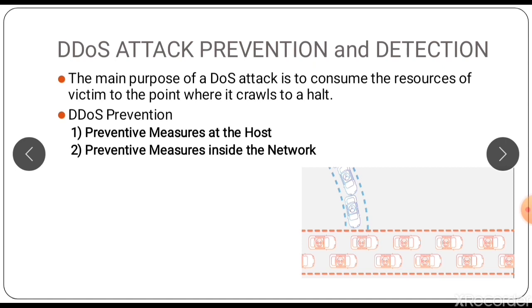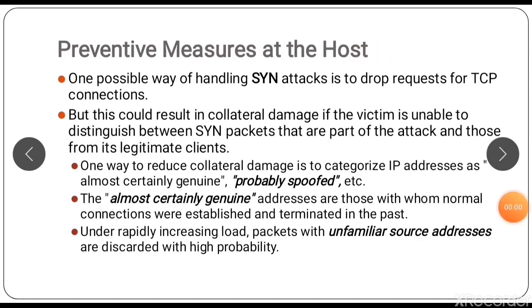So in order to prevent a distributed DoS attack, there are two measures. That is, one preventive measure at the host, and the next one is a preventive measure inside the network. One possible way of handling a SYN attack is to drop requests for TCP connection. But it will cause damage if the victim is unable to distinguish between SYN packets that are part of an attack and those from its legitimate clients.